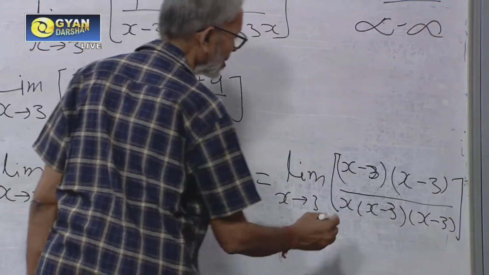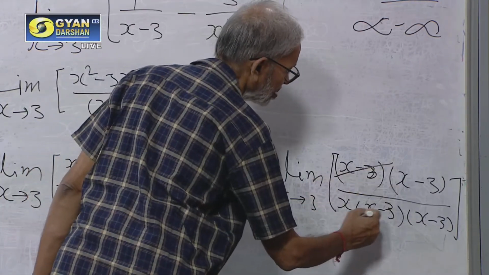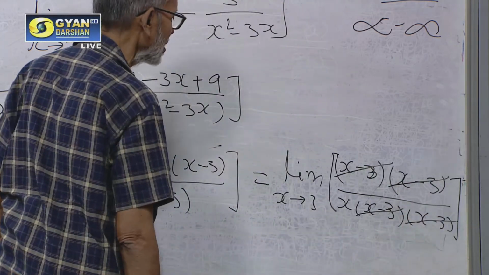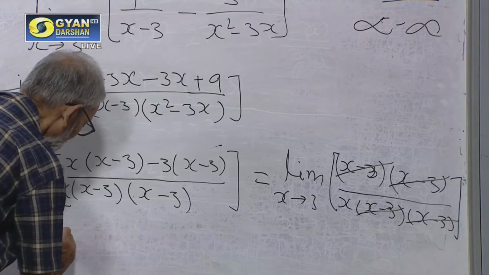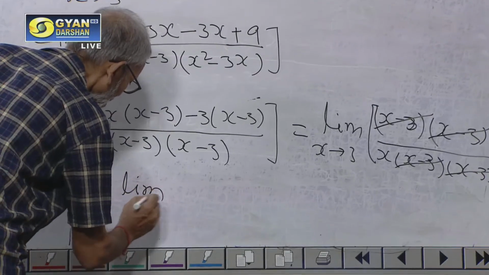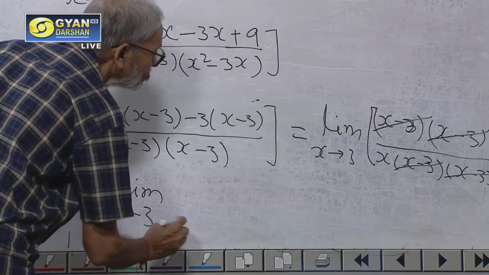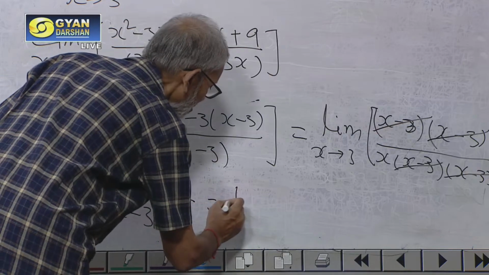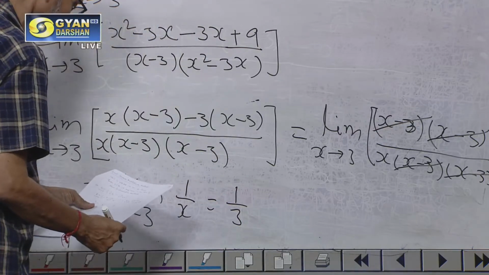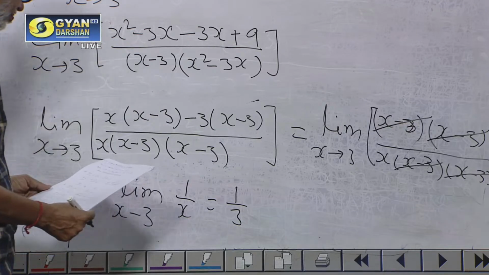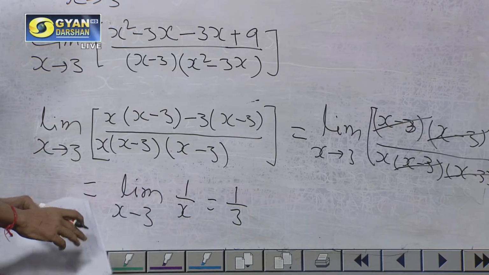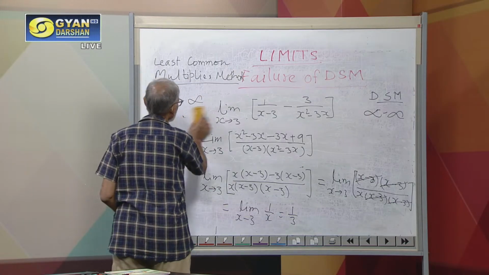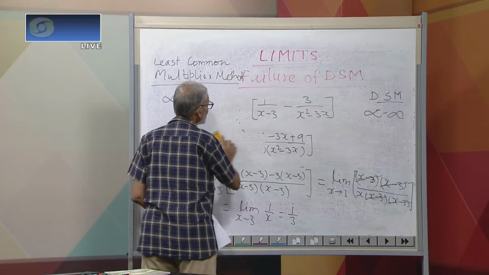So, friends, here we can cancel out, you see, x minus 3 one time, then another time. 2 times we cancelled out x minus 3. So, this will become limit x tends to 3, 1 upon x, which means 1 by 3. So, let us take another example.